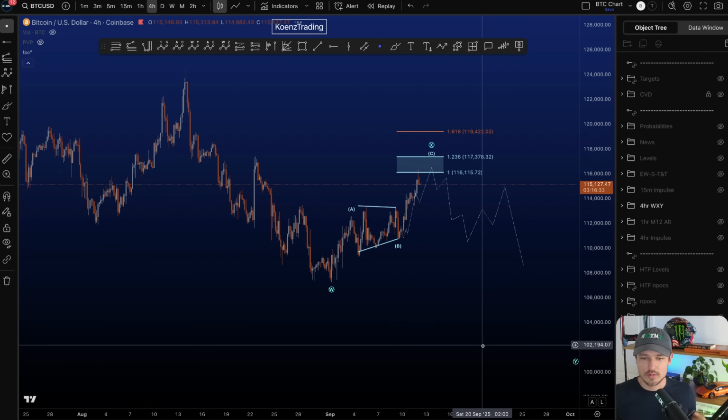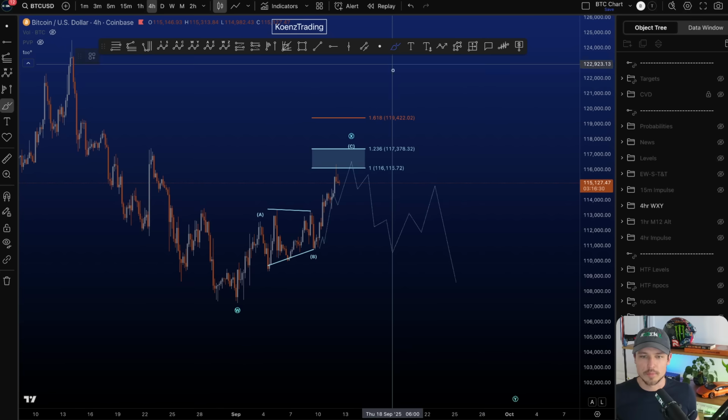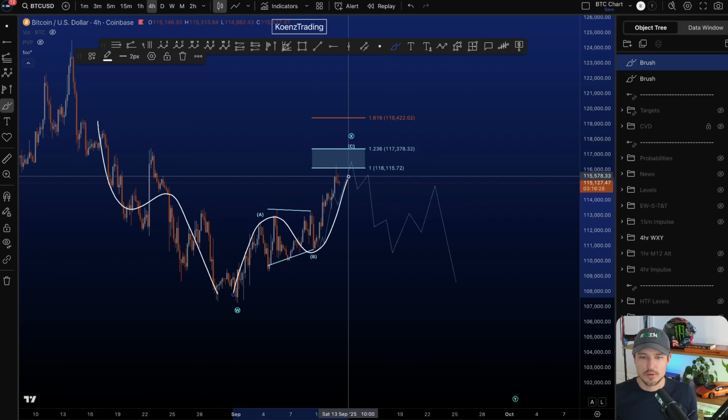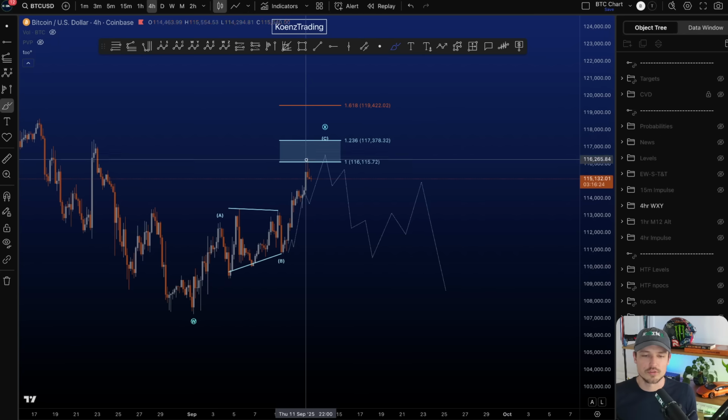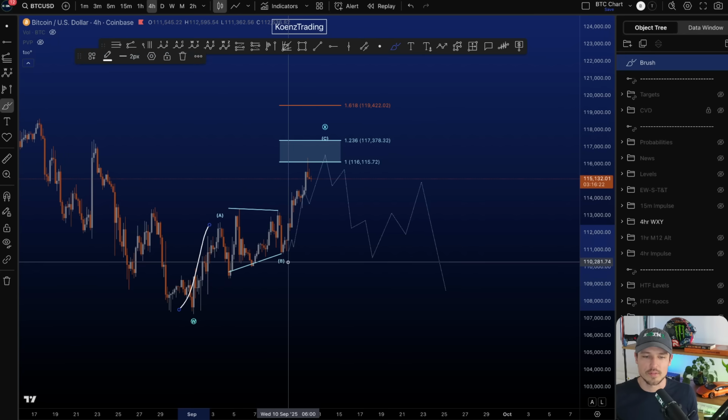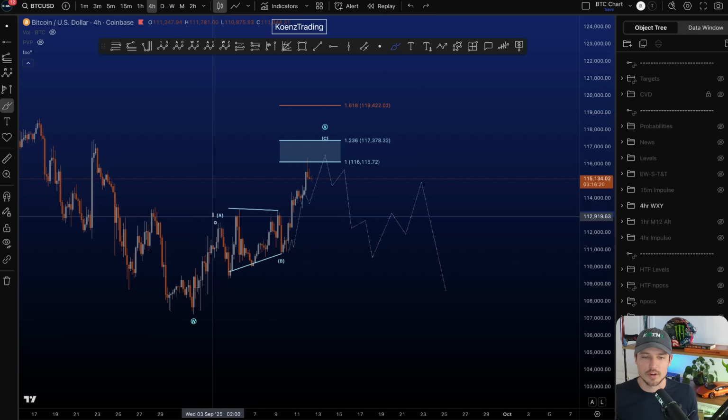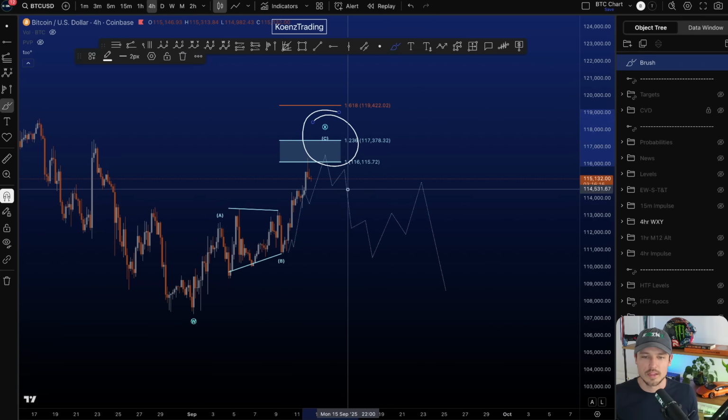Now, in this corrective structure, we're looking for a W, 3-wave X. Inside wave X, we then have a zigzag structure, which is a common structure in a wave X. You have your wave A to the upside, triangle in a wave B, A, B, C, D, and then wave E, and look for a 5-wave move up in wave C.